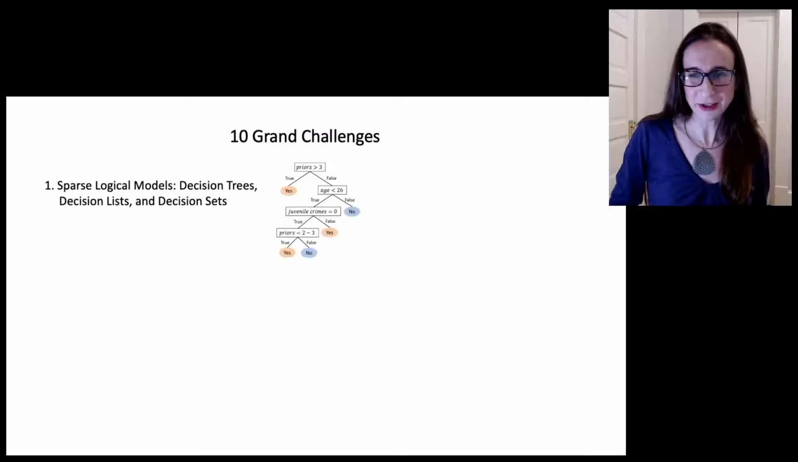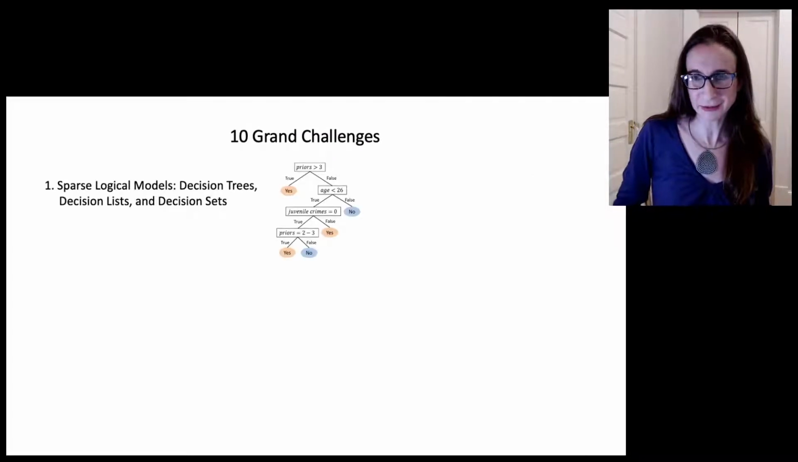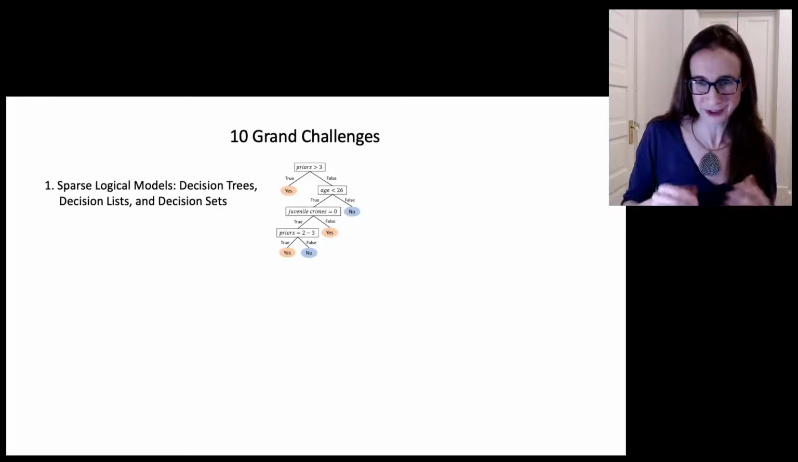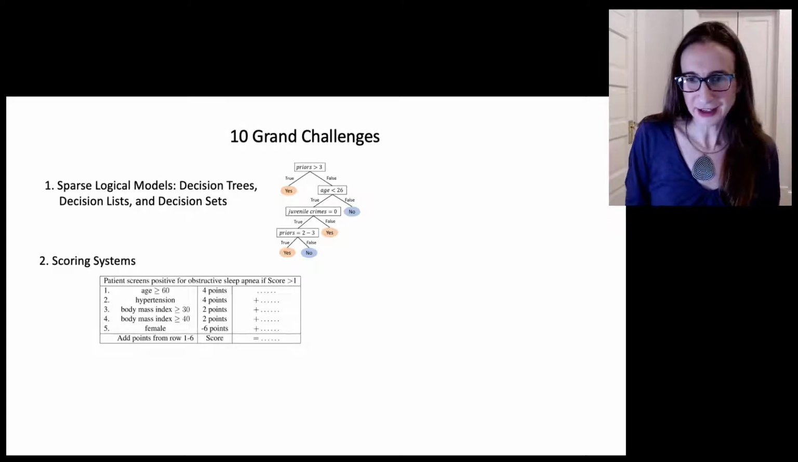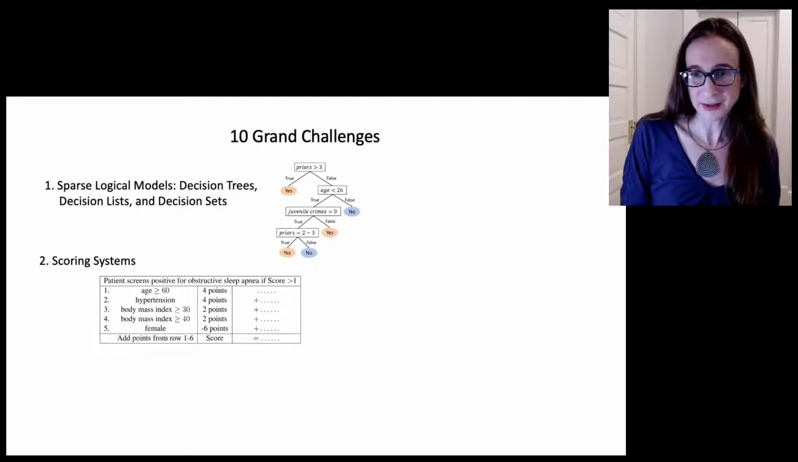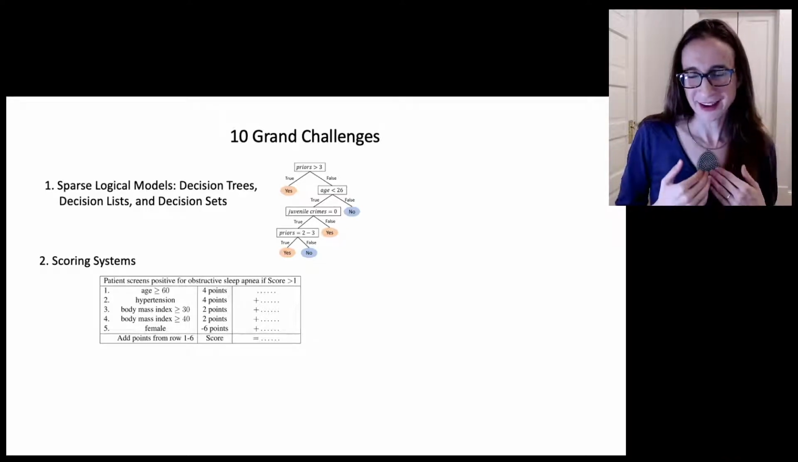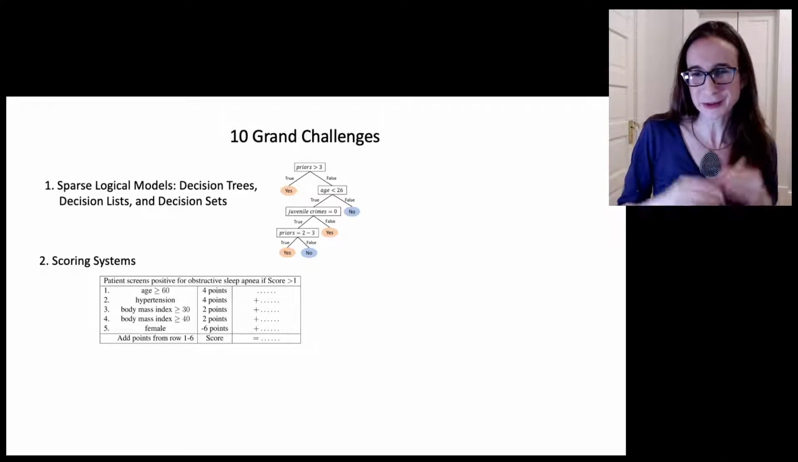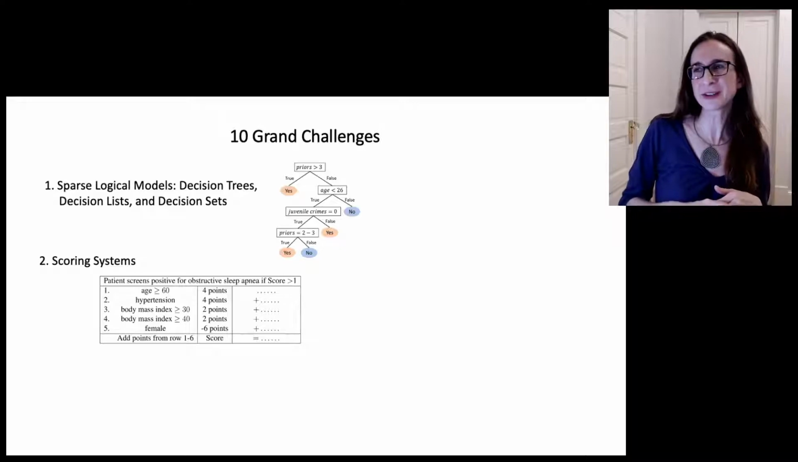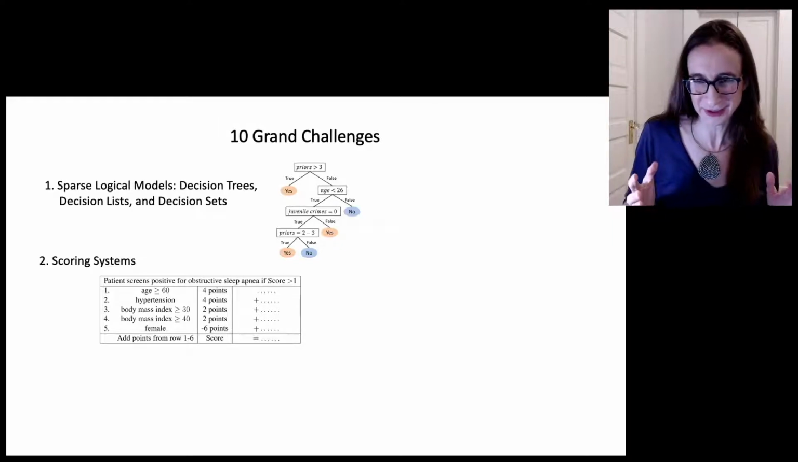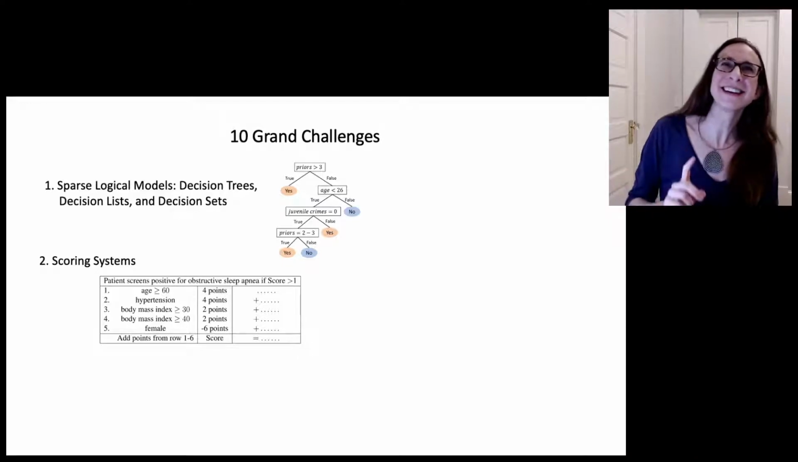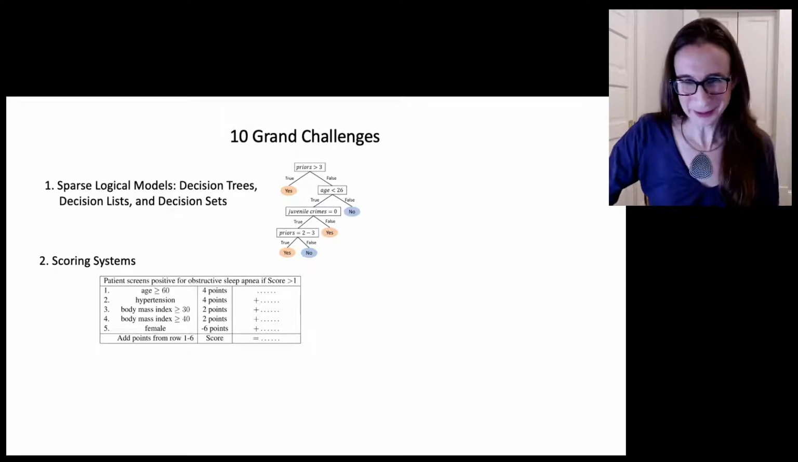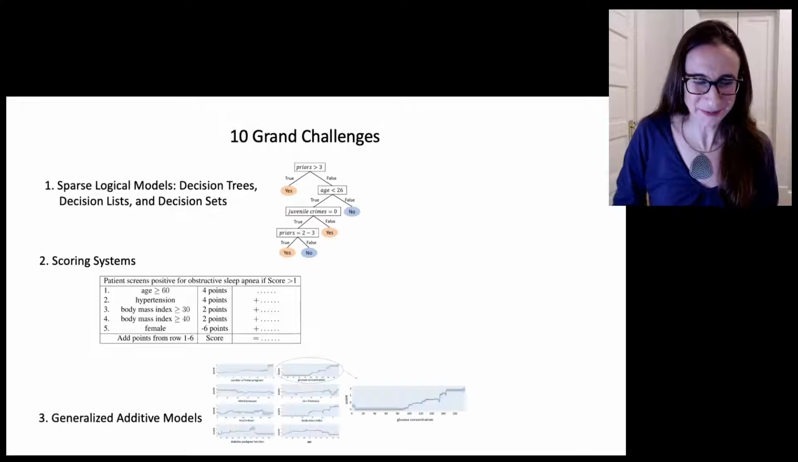Okay, so the first one is sparse logical models, and we focus mainly on decision trees. So these are models that use if-then rules to make predictions. And the second challenge area is scoring systems, which are very sparse linear models with integer coefficients. And these have been used in healthcare and criminal justice for 100 years. Not always designed using machine learning, but they have been used for 100 years.